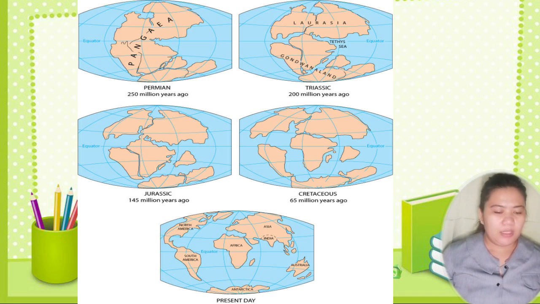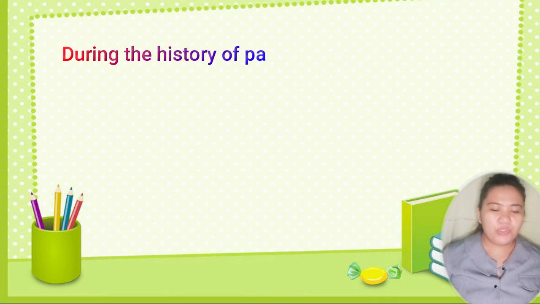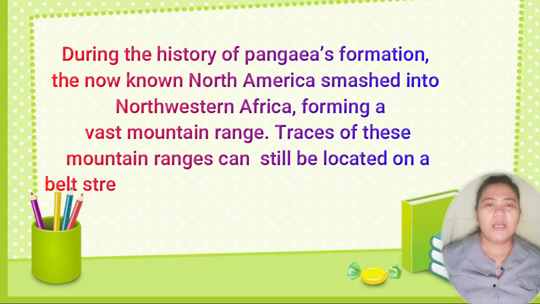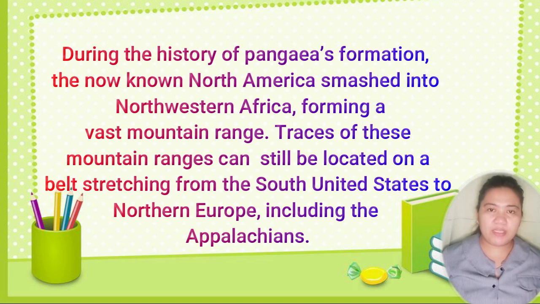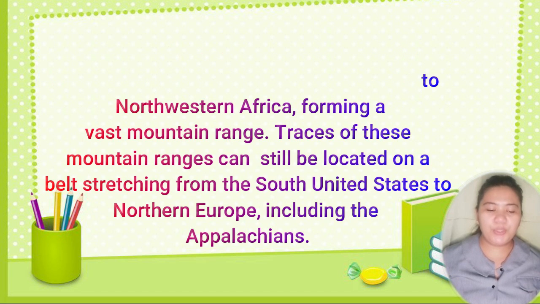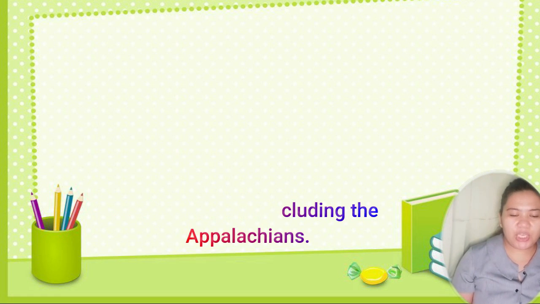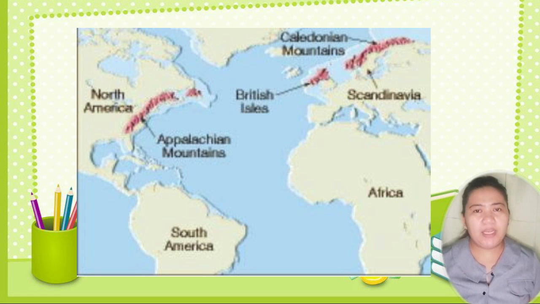Okay? Next. During the history of Pangaea's formation, the now known North America smashed into northwestern Africa, forming a vast mountain range. Traces of these mountain ranges can still be located on the belt stretching from the southern United States to northern Europe, including the Appalachians. So this smashing of North America into Africa created these Appalachian mountain ranges.